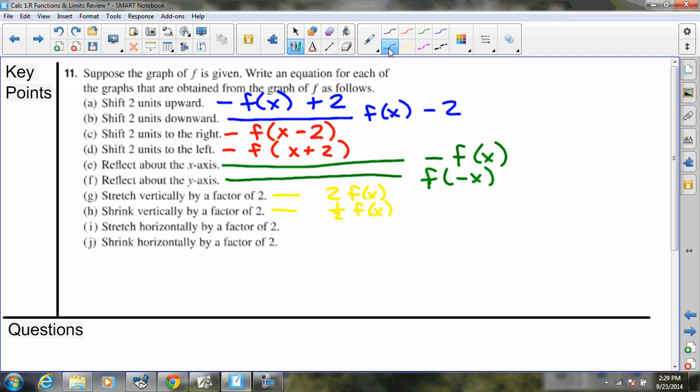For a horizontal stretch, well, horizontal tells us inside the argument, but opposite of what we had for the y's. A stretch is actually multiplying by 1/2, and a shrink is actually multiplying by the 2. It's the opposite of what we see for the y.